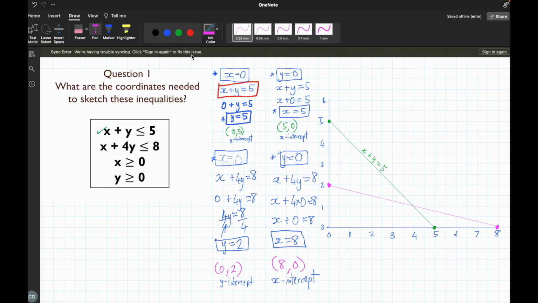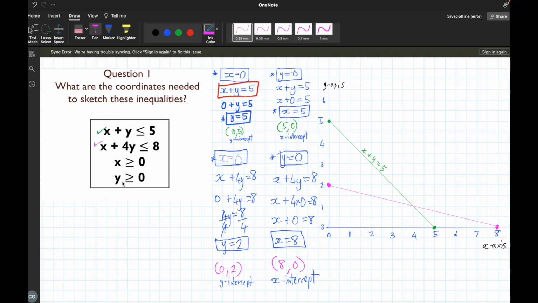And we know that here's the y-axis, and over here is the x-axis. So as you can see now, we have this blue line, this magenta line, and this green line. So those were the 2 points that we found for these lines here.